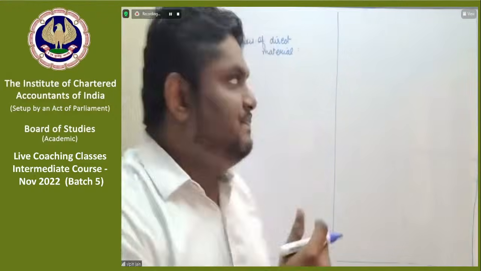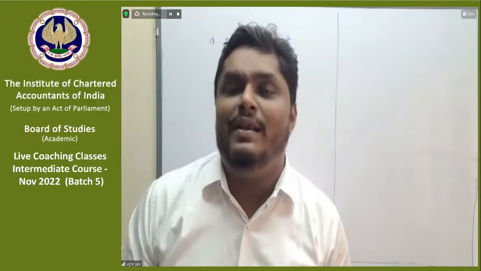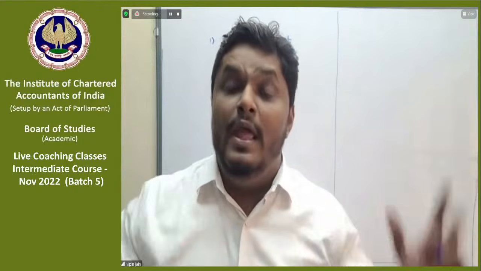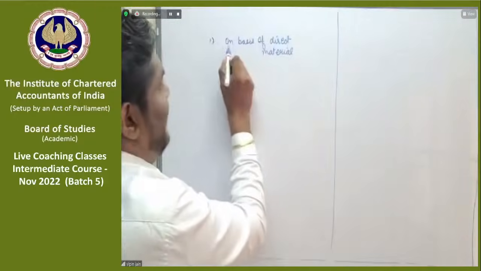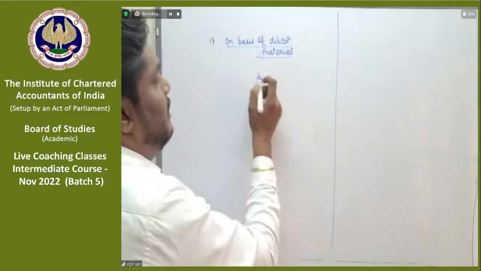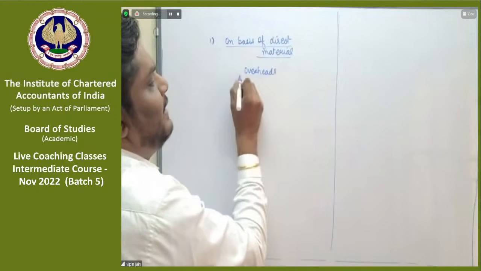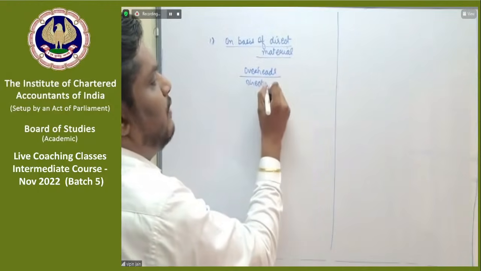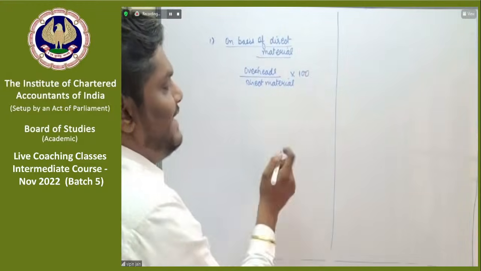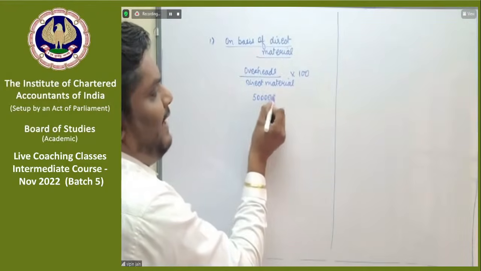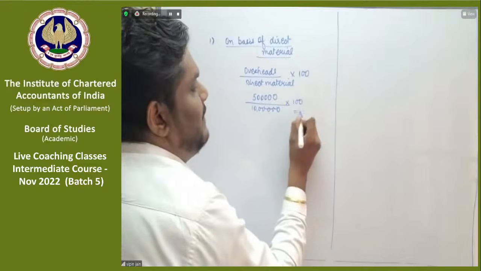Let's take an example wherein the total overheads of the department are, let's say, 5 lakh, and the total cost of material is, let's say, 10 lakh. When we are absorbing on the basis of direct material, how do we absorb? Very simple, guys. Overheads incurred divided by direct material, into 100. So 5 lakh divided by 10 lakh, into 100, that is 50%.